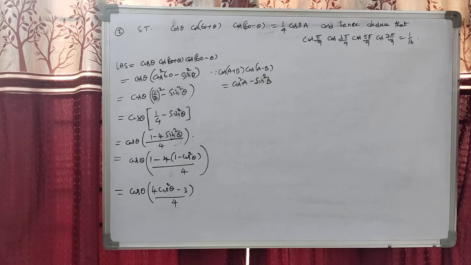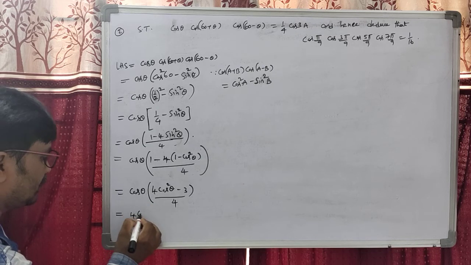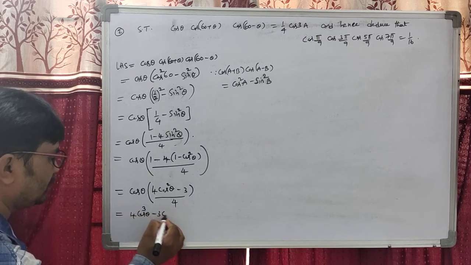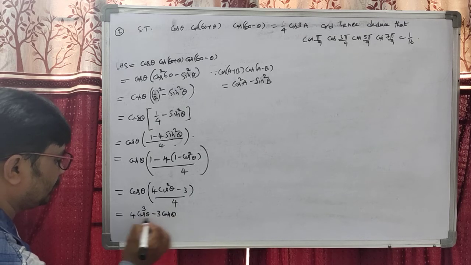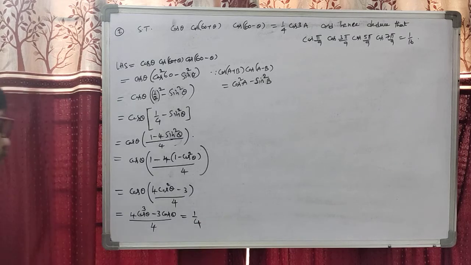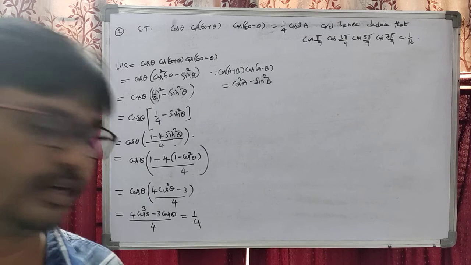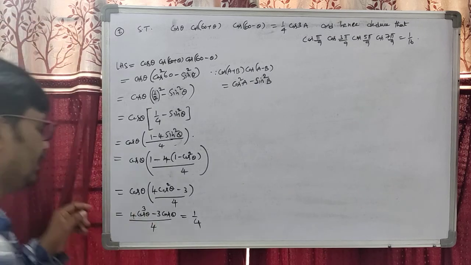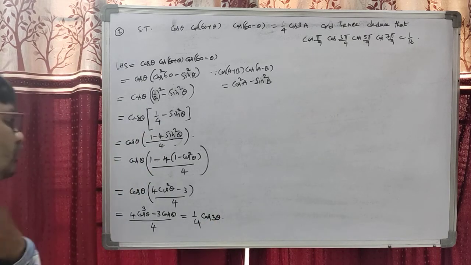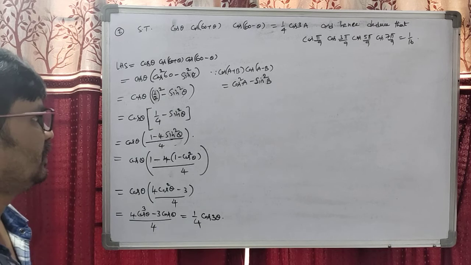So students, now this is multiplied with 4 cos theta, that is 4 cos cube theta minus 3 cos theta, so 3 cos theta by 4. This is 1 by 4 into (4 cos cube theta minus 3 cos theta). What is 4 cos cube theta minus 3 cos theta? It is cos 3 theta.